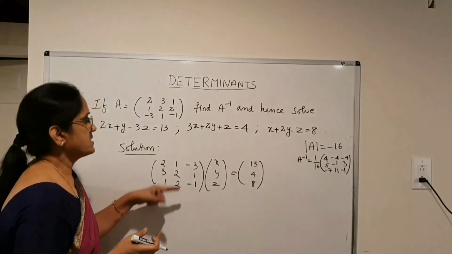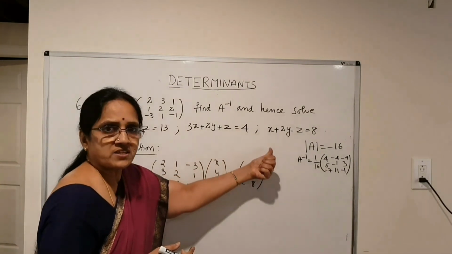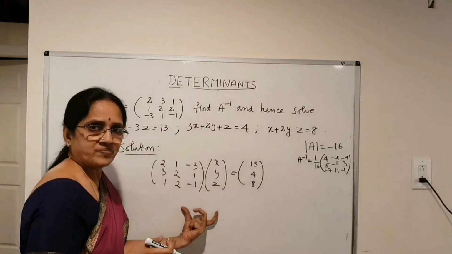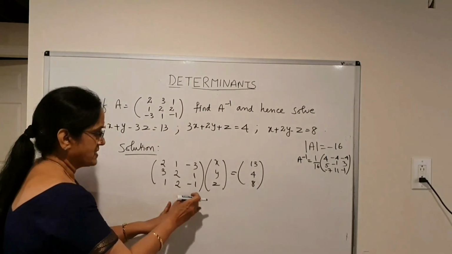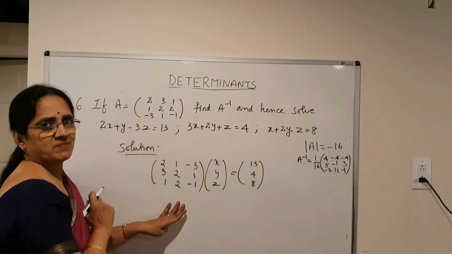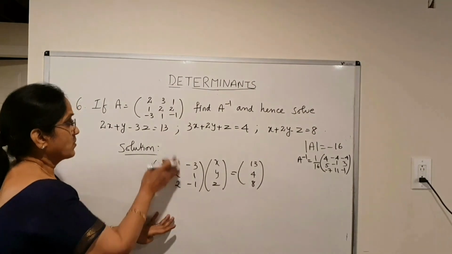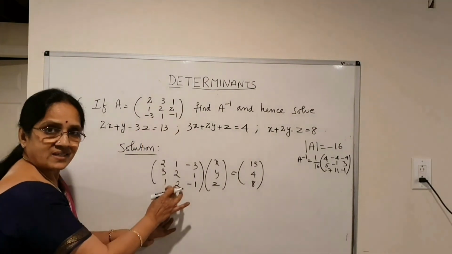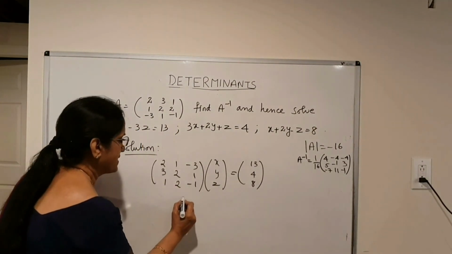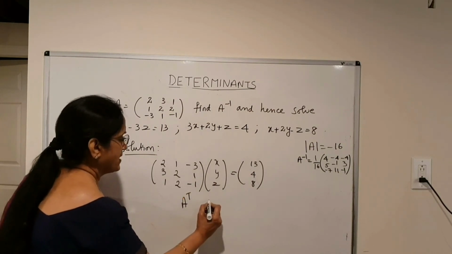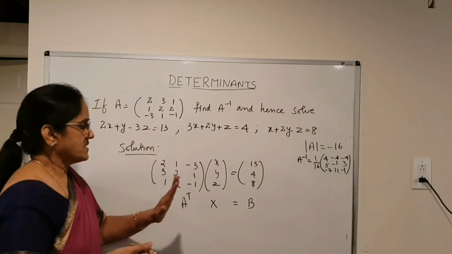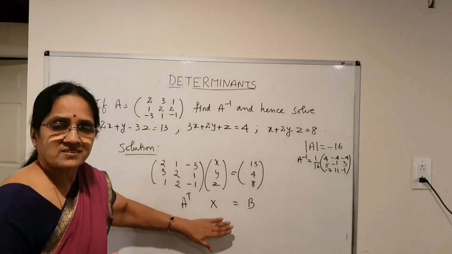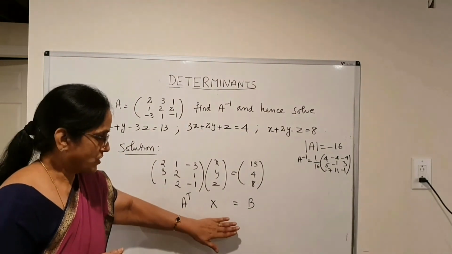Or in other words, when I put these equations in matrix form, the matrix I am getting in this place is the transpose of the given matrix, because the rows and columns have been interchanged. So this is nothing but A transpose into X is equal to B. This is the slight difference in this particular sum.